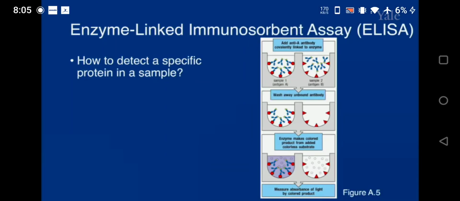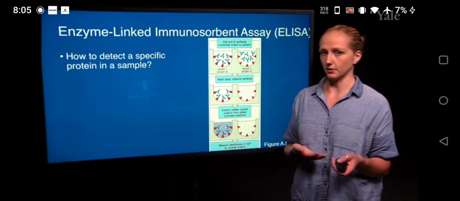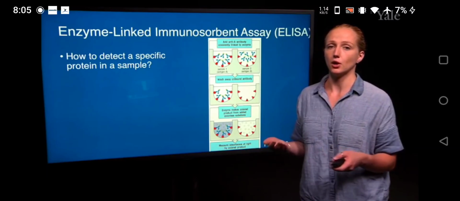Then you can add an enzyme that makes colored product from added colorless substrate, such that within the samples that have the specific epitope present, these cells will create color, and you can read these out with absorbance. This assay is also really important if you want to compare the levels of different proteins within different samples. So for example, if one sample has twice as much of your specific protein of interest as another sample, you'll have twice as much fluorescence from the first sample.